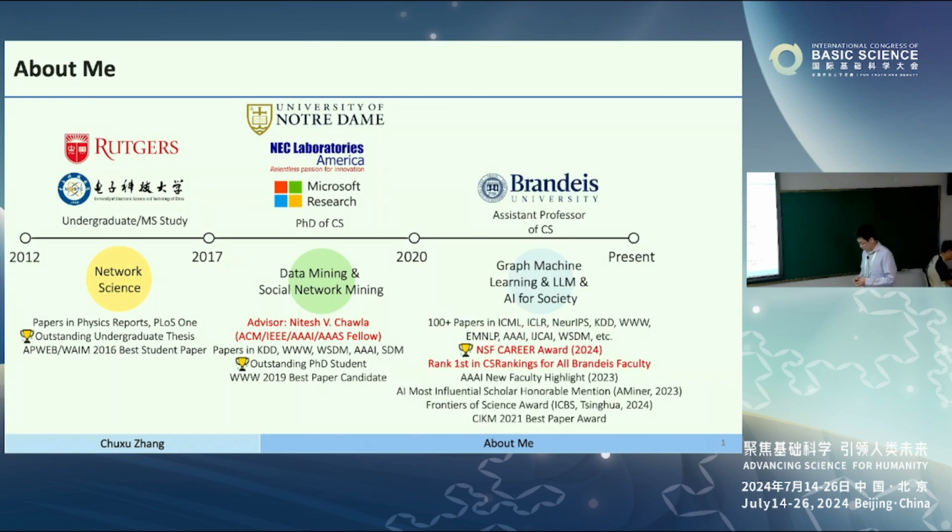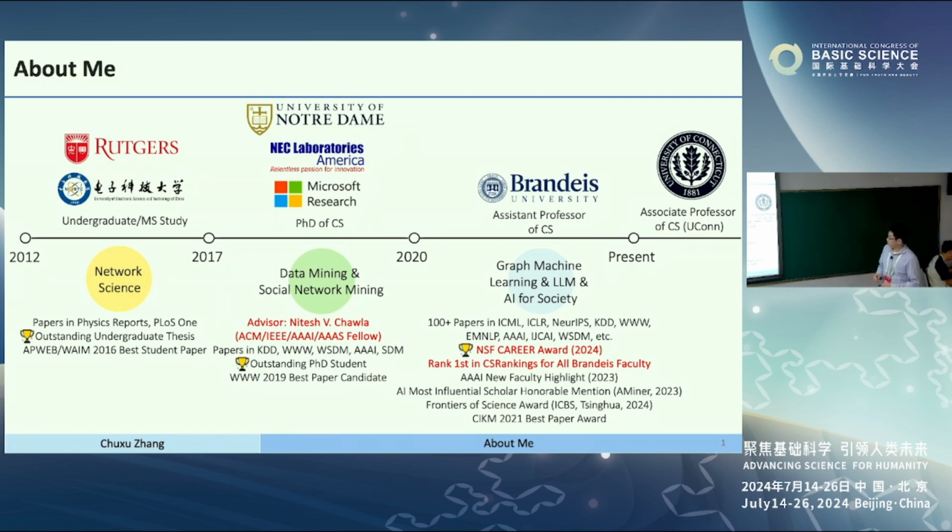After 3 years of PhD study, I went to Brandeis University as an assistant professor of computer science. During this period, I mainly work on graph machine learning research, large language models, and also AI for society research. I mainly published papers in top machine learning conferences and also some papers in top data science conferences. Here are some representative awards I received in the last few years. In the next month, I will join the University of Connecticut, UConn, as an associate professor of computer science.